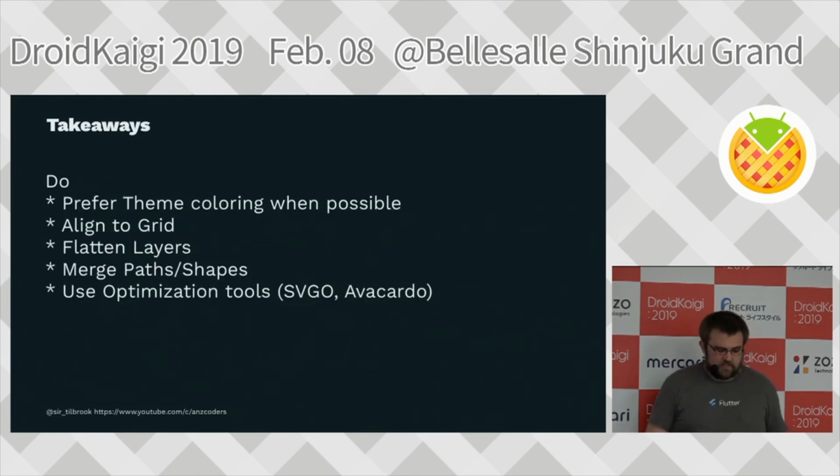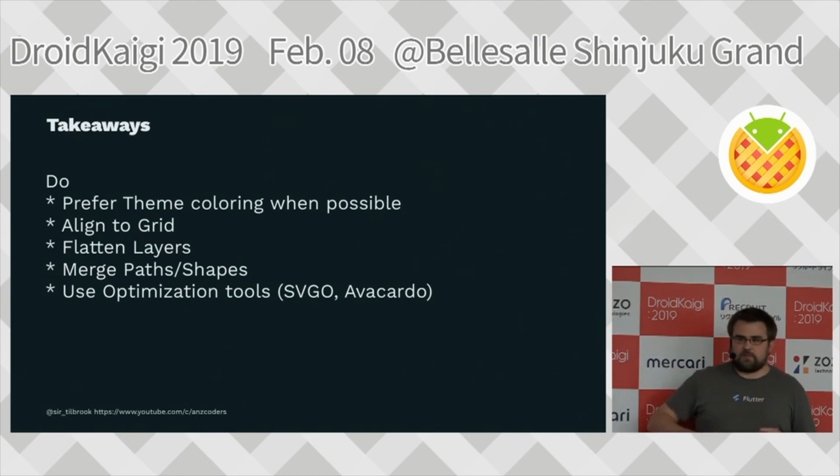Prefer theming color when possible. Make sure that you align to the grid to reduce the amount of floating point precision that you need for each of the anchor points. Flatten the layers as much as possible. You want to merge as many shapes and paths as you can, and you want to run optimization tools when you're happy with your design.